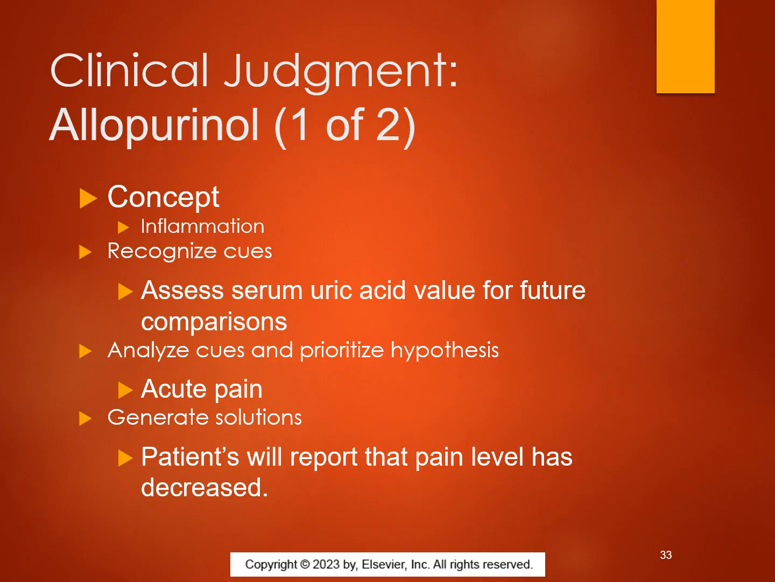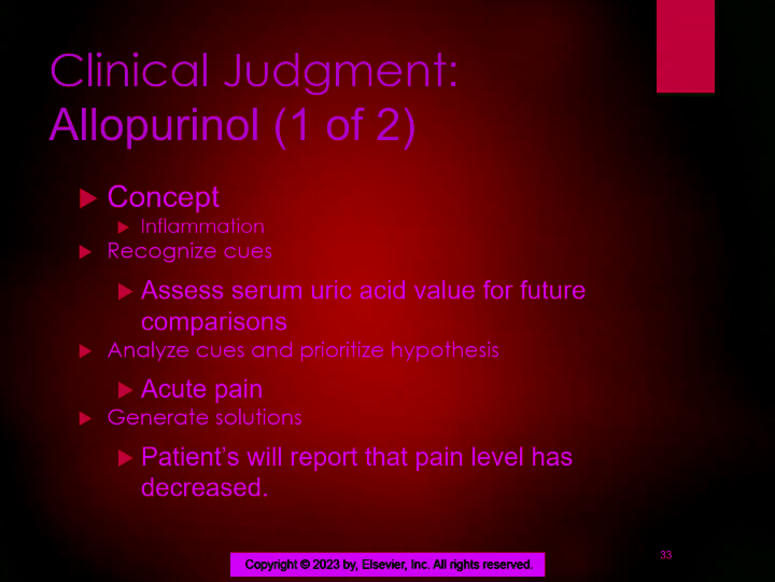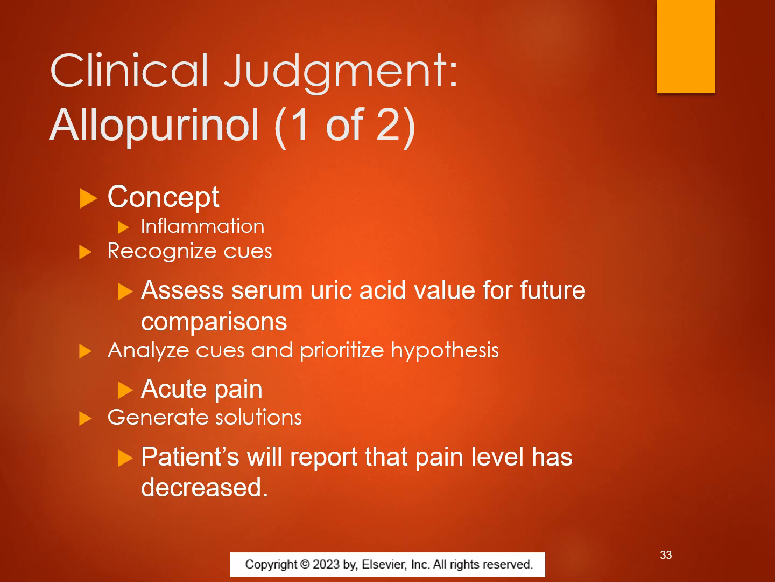So to wrap up allopurinol, it's a xanthine oxidase inhibitor used for long-term prevention of gout by reducing uric acid production. So we want to monitor the renal function, encourage fluids, and assess pain meds. And why does increased fluid intake matter with allopurinol? Because it will help prevent kidney stones and enhance uric acid excretion.